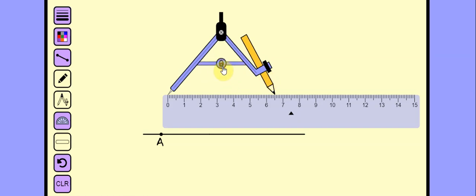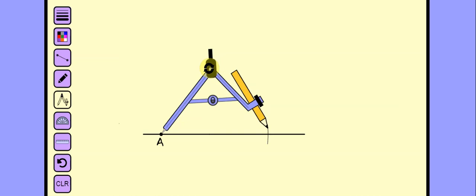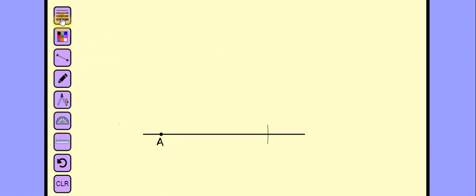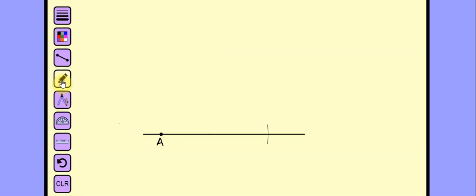Alright, so you would lock your compass at that separation, and then what you would do now is place the needle of your compass at A. So with A as the center, you're going to scribe an arc to cut the line right there. So right at that point where the arc cuts the line, that is 6.5 centimeters away from A, which gives us our point B. So we will label it as B. So this is 6.5 centimeters away.